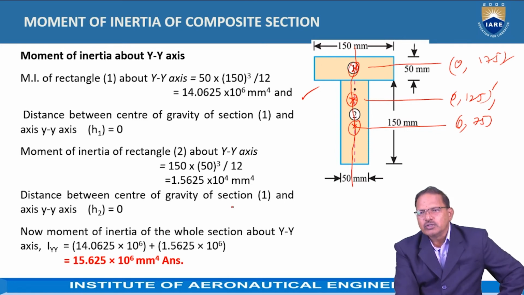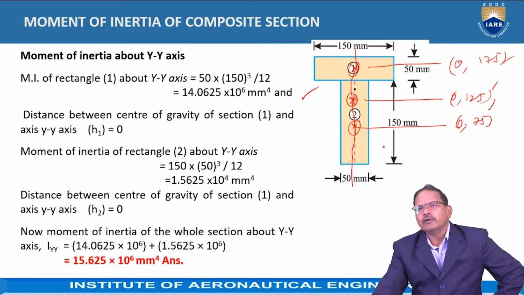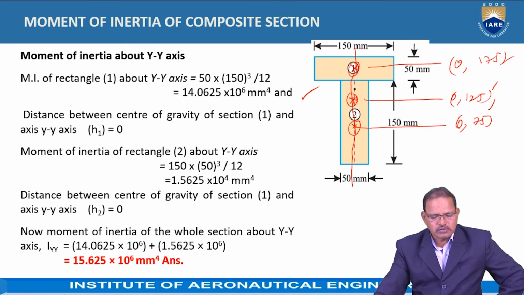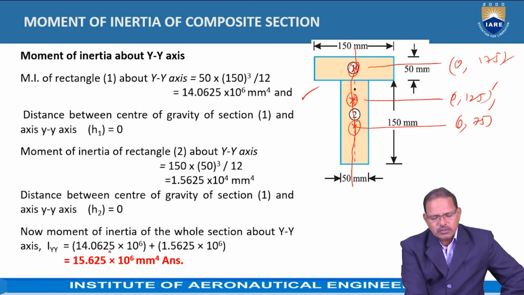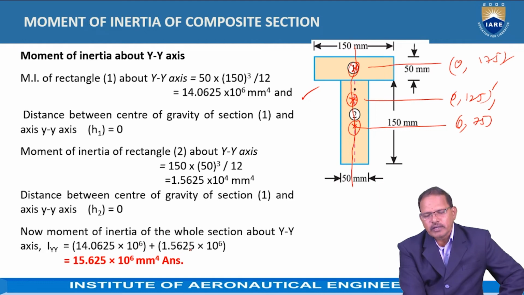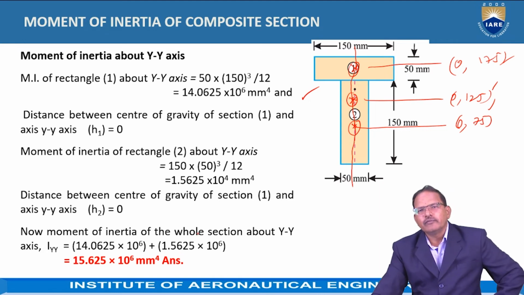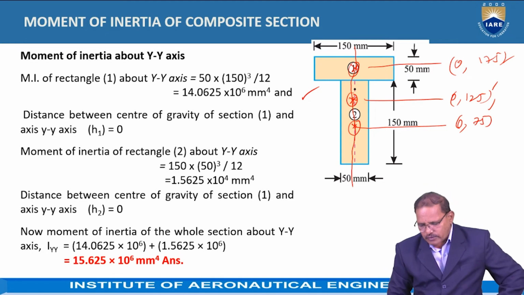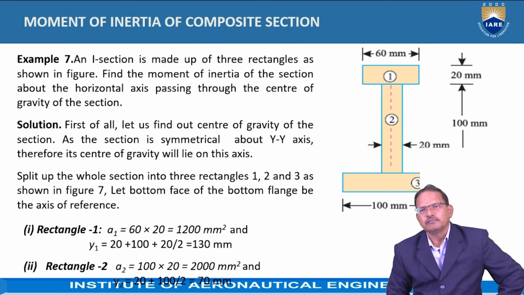Again, h2 is equal to 0, hence the moment of inertia possessed by the composite figure about the y-axis is given by the sum of the moments of inertia of the first rectangle and second rectangle about the central axis, which is equal to 14.0625 into 10 to the power of 6 plus 1.5625 into 10 to the power of 6, which is equal to 15.625 into 10 to the power of 6 mm to the power of 4. These are the required answers.